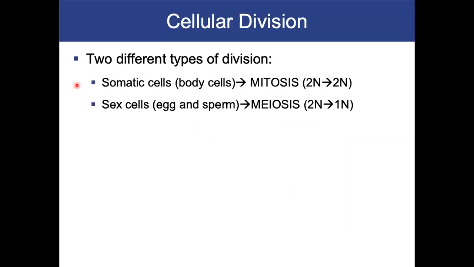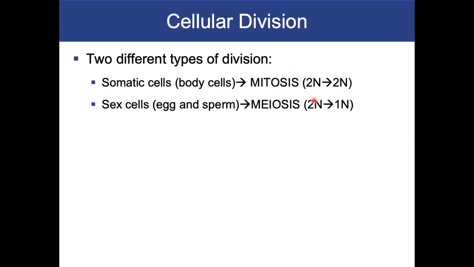There are two different types of division: somatic cell division or body cell division, which is called mitosis. That takes one cell, which is 2N or 46 chromosomes or 23 pairs, or diploid, and makes two daughter cells that are both 2N or genetically identical to the parent cell. What's the purpose of a somatic body cell mitosis? It is to regenerate cells. So for example, your skin cells, if you scratch your arm, you have to have a way to regenerate those skin cells, right? How do we do it?